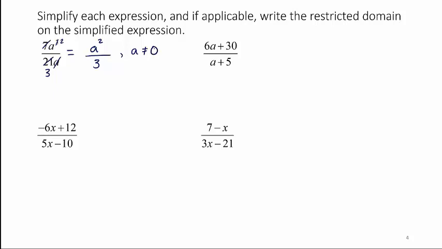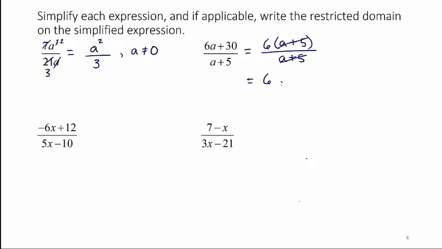All right, let's go across here to 6a plus 30 over a plus 5. Okay, so in the numerator, I see that I can factor out a 6, right? So I have 6 times the quantity a plus 5, right? And in the denominator, I have a plus 5, right, which is fully factored. And I can cancel those out, right? So that gives 6, right, as a final answer.